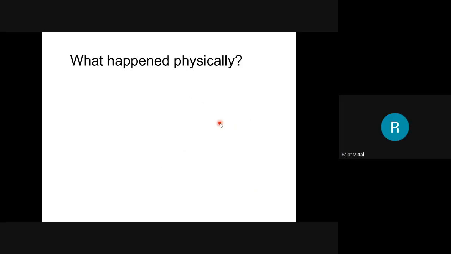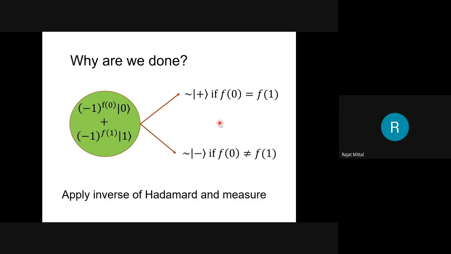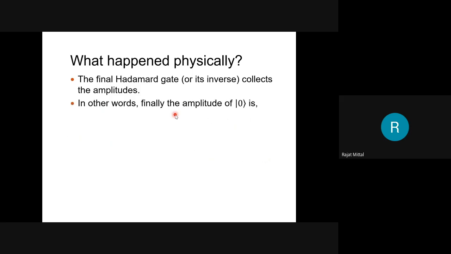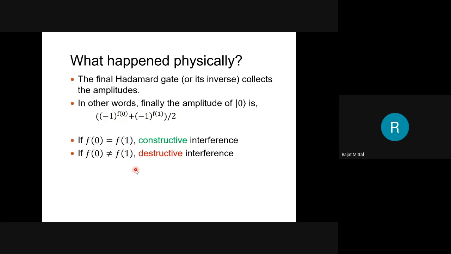And now, if all this calculation seemed slightly complicated, let me try to give a physical interpretation of this algorithm. So the final Hadamard gates collect the amplitude. In other words, the amplitude of 0 becomes -1 to the power F0 plus -1 to the power F1. Now, if F0 was equal to F1, then these amplitudes add up. This is the constructive interference. I will only see state 0. If F0 is not equal to F1, these amplitudes will be different. They will cancel out. So I will have no amplitude on 0. That means I will see state 1.